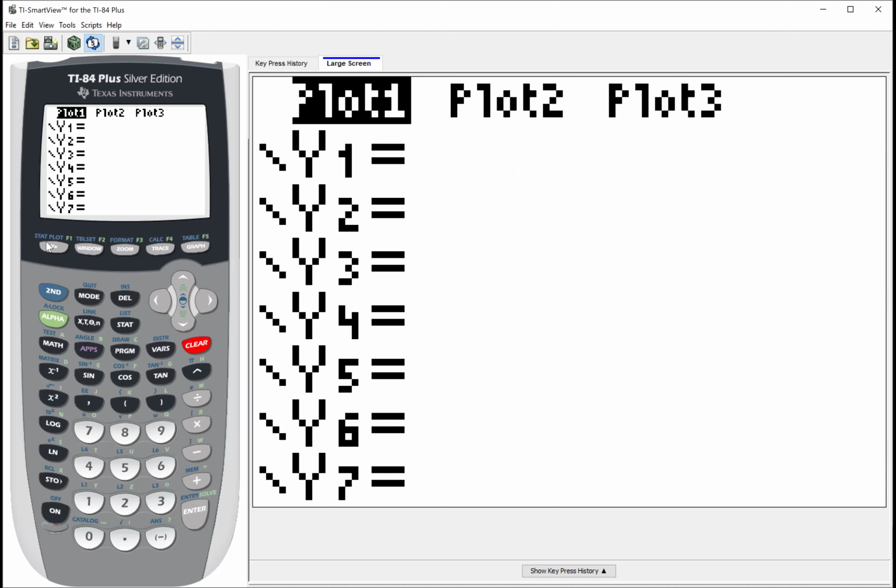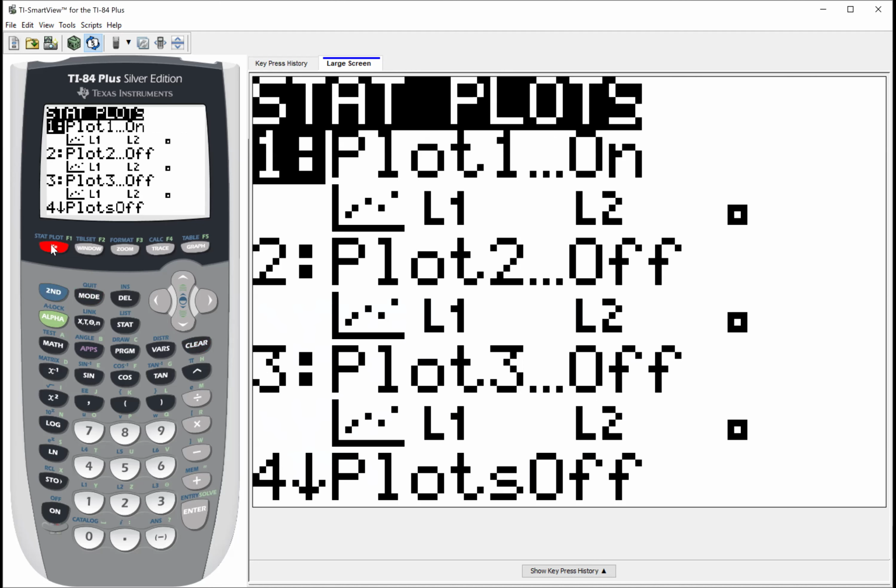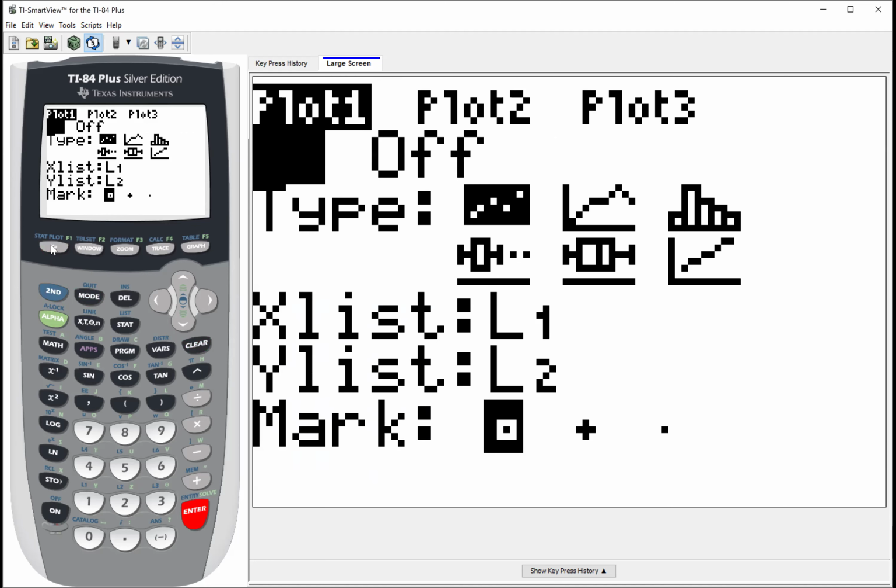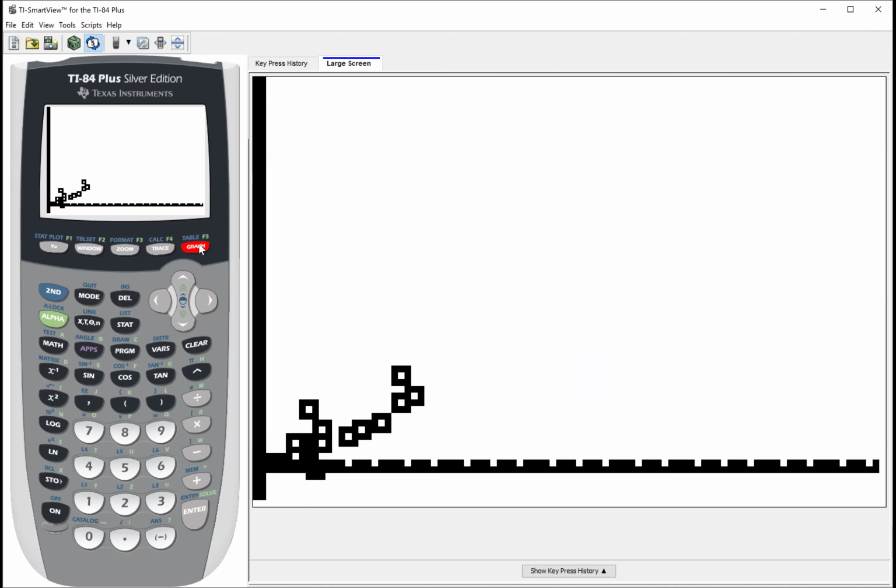All right, so now we could go into stat plot. So we're going to press second and then Y equals. I'm going to choose plot 1. It's on, arrow down, make sure we're choosing scatter plot, and then put your X list and your Y list. So my X list is L3 this time, and my Y list is L4. And then I'm going to leave the mark. And then we have to press graph.